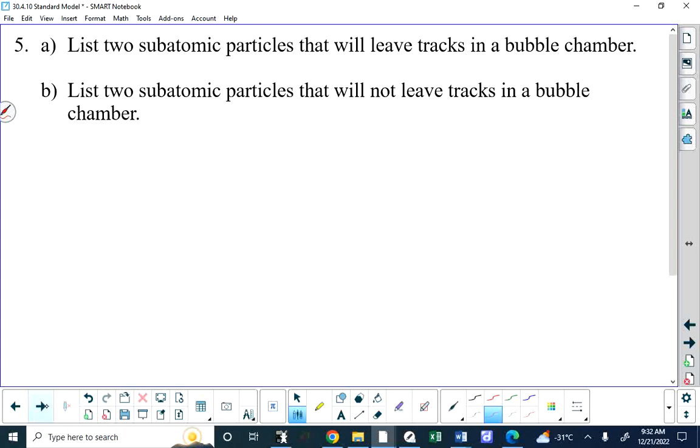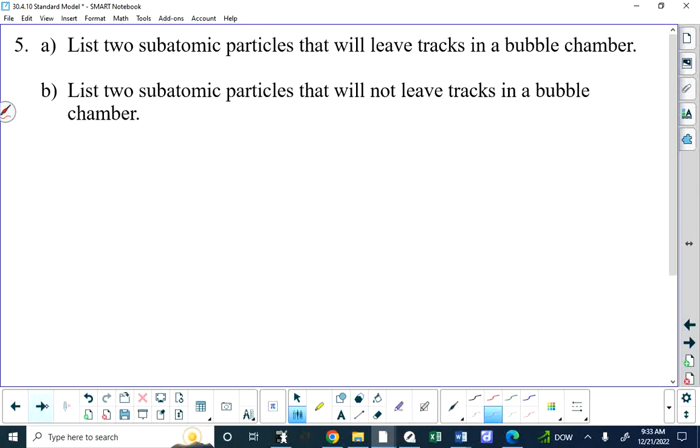So what are some subatomic particles that would leave tracks in a bubble chamber? Well, an electron, because an electron has charge, a proton, a positron. Rare as they are, they're charged and they are subatomic. What are some subatomic particles that will not leave tracks? Neutrino, antineutrino, they have no charge. Neutron has no charge.